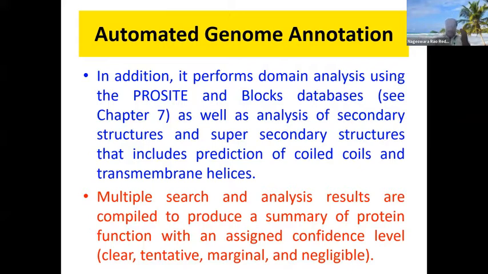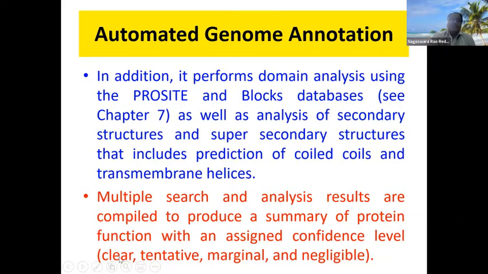Okay, and then the other thing is, now what we do is we take the sequence similarity, we take the domain analysis, we take your secondary structure analysis and others also, and then see what is the result here. So automated gene annotation here, genome annotation with GeneQuiz looks at all these things, and then it assigns a function with the confidence level, which is clear, tentative, marginal or negligible.